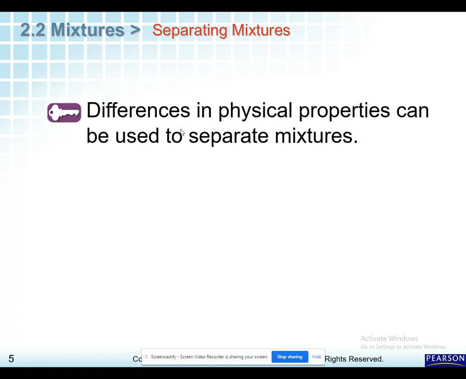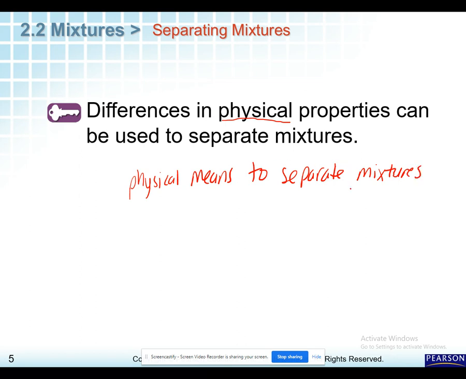Well, there are a lot of different ways mixtures can be separated, but they are separated based on the differences in physical properties. And that's where them being physically combined comes into play. So you can use physical means to separate mixtures. Not chemical. Because remember, chemical means separate compounds. So let's write that down. Chemical means separate compounds. So there's another big difference between those two.